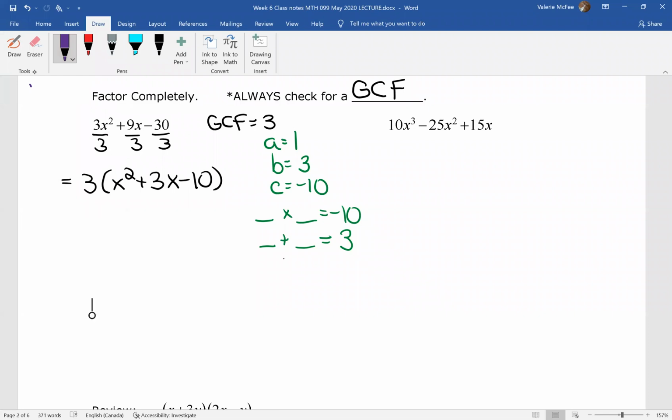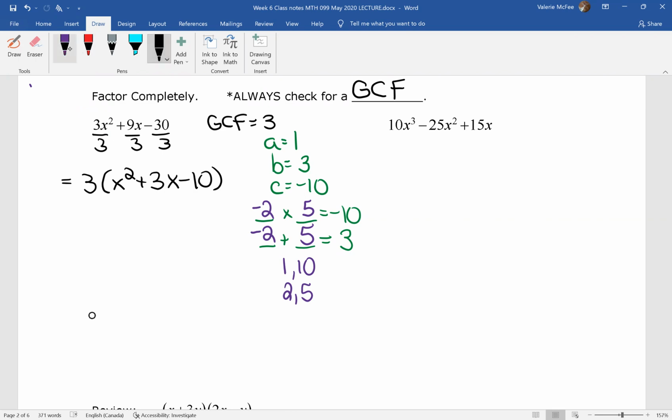So we said you can list the factors of your product in pairs. We see that 2 and 5, if we subtract, will give us 3. Now our product has to be a negative 10. That means one of these has to be negative. Our sum has to be positive 3. So we know that 2 is going to be negative.